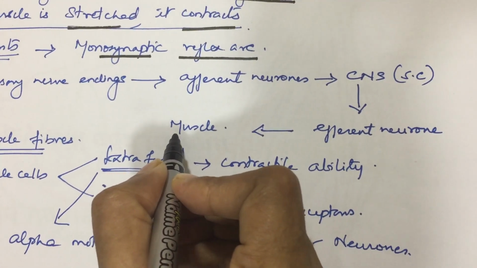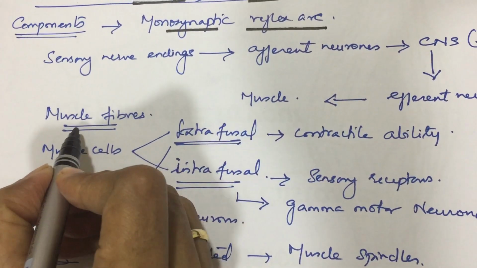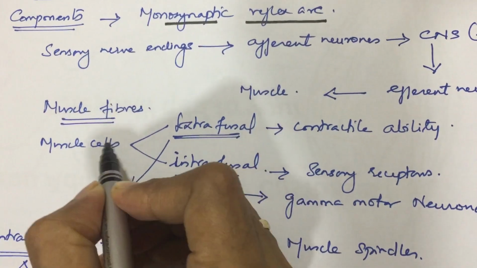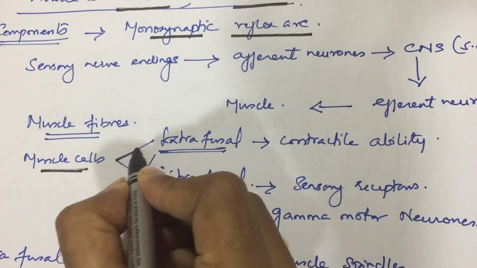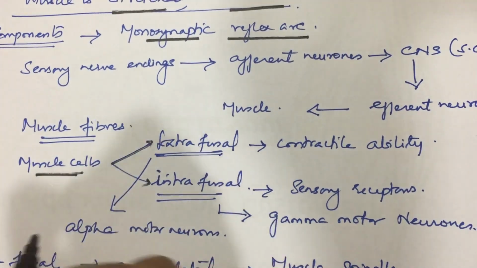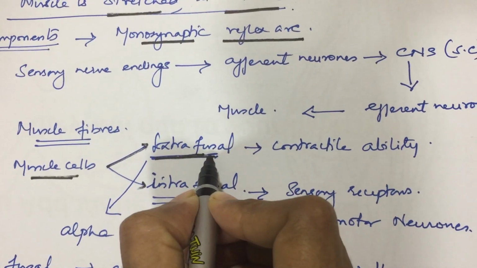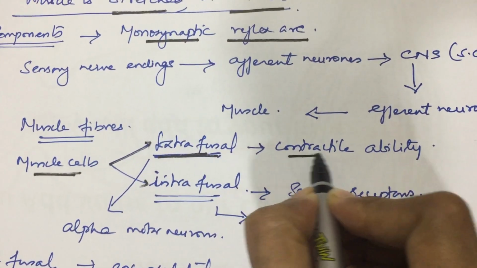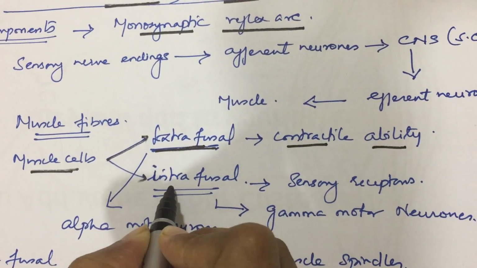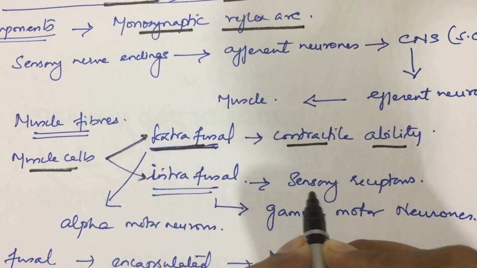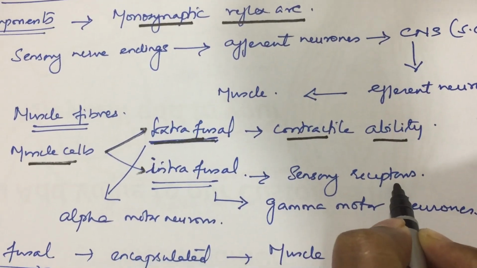So before going into detail about the physiology of the stretch reflex, let us know some more about the muscle fibers. The muscle fibers or the muscle cells can be divided into extrafusal and intrafusal. The extrafusal fibers form the bulk of the muscle and they have the contractile ability. The intrafusal muscles are specialized muscle cells and they have the sensory nerve endings or the sensory receptors.